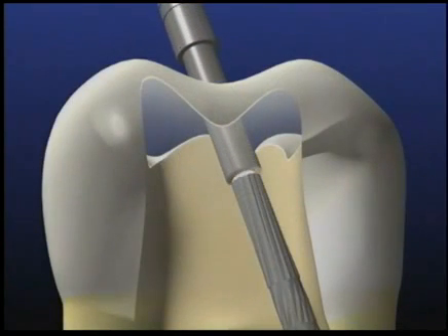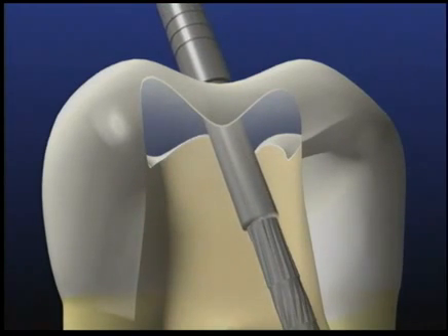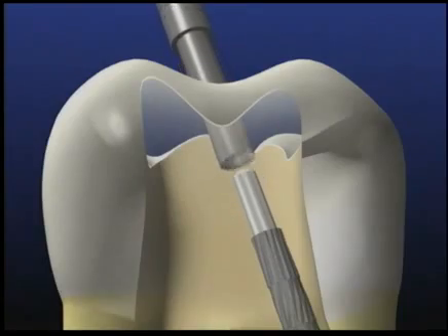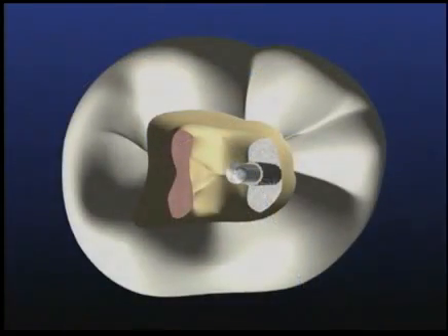Lubricated drilling reduces heat and provides greater cutting efficiency. Attention is focused on the proper trephine post alignment during the drilling phase. The trephine progressively machines down the coronalmost aspect of the post in preparation for the next step.